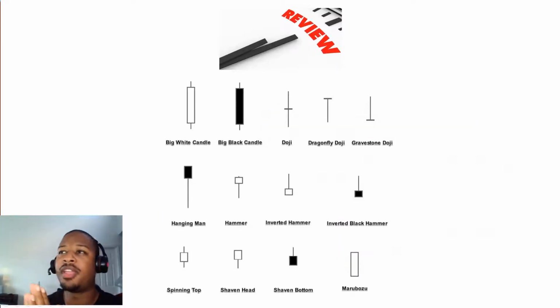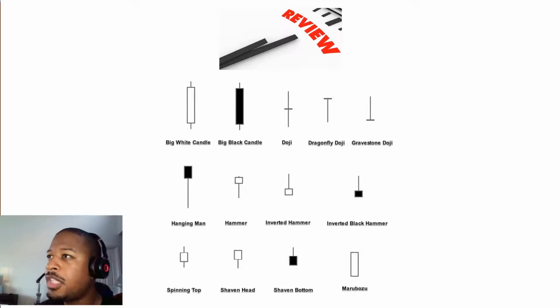So let's take a quick break here and review what we learned. All right. So basically, what we wanted to cover so far is what a candlestick is and the different types of candlesticks there are. I'm sorry, not patterns, different types of candlesticks. So we went over big white candles, big black candles, Marabozu candles. We went over the dojis.